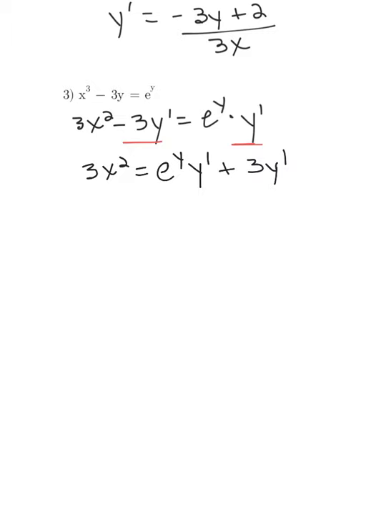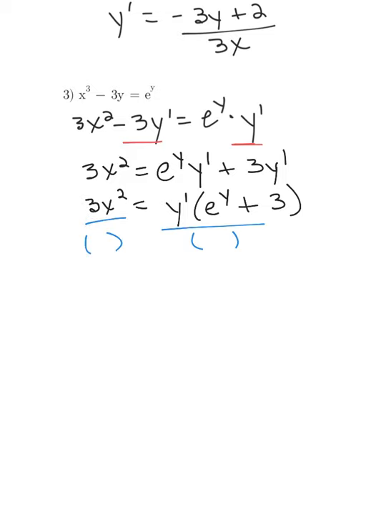Notice that there's a y prime in both terms on the right side. So we're going to factor that out. If we take y prime out of the first term, we're going to have e to the y left. And if we take it out of the second term, we're going to have 3 left. So how do I get that y prime by itself? Well, I would divide by the quantity. So my answer comes out to be y prime equals 3x squared over e to the y plus 3.